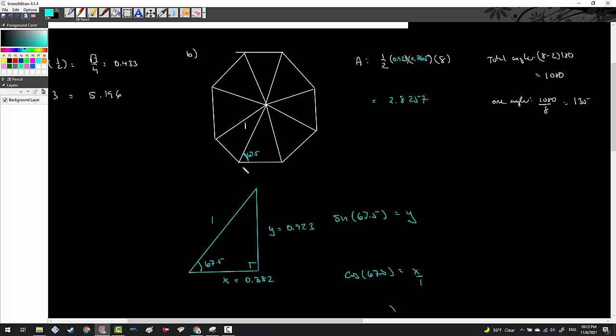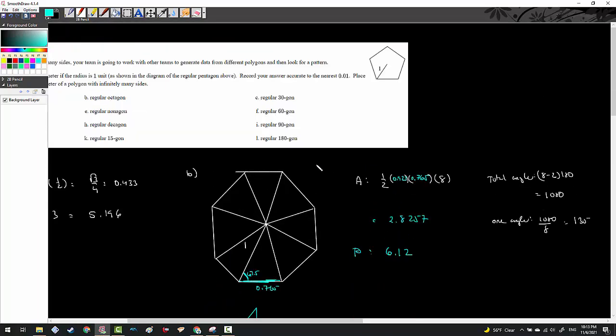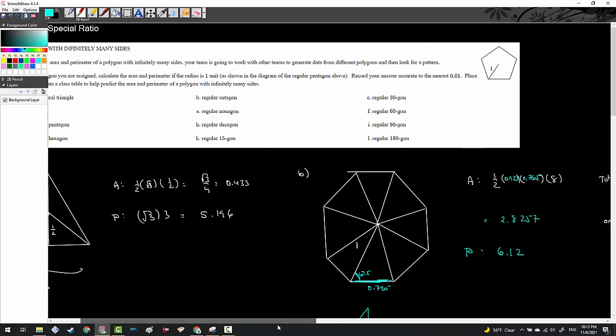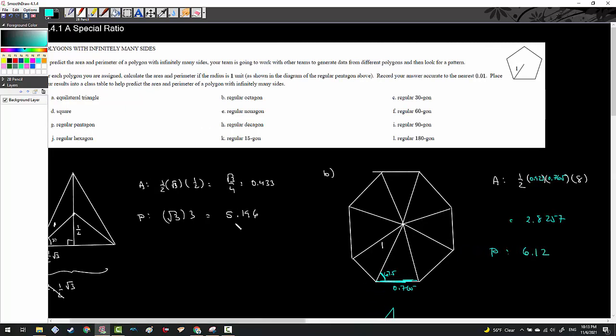Now from here, if this base in and of itself is 0.765, then if I just take my 0.765 and multiply them by 8, my perimeter is pretty easy to find. It's 6.12. So in this case, in B, I've accelerated the number of sides that I've had by a lot, and so it makes sense, hopefully, that the area and the perimeters would have changed in tandem pretty drastically.